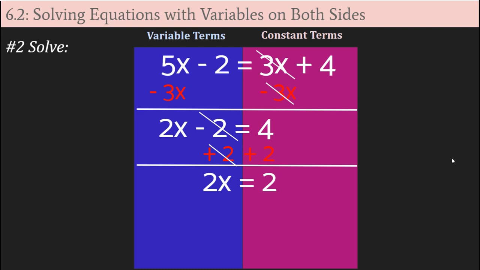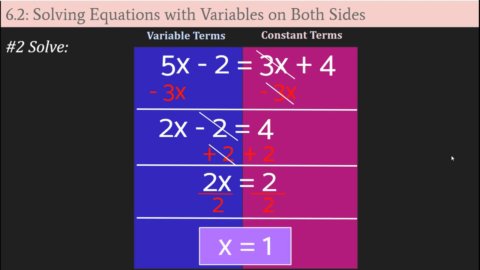So right now we have 2 times x is equal to 2, and we have one more step to complete before we can isolate the x variable. So we have a multiplication between the 2 and the x, so we're going to need to conduct the inverse operation, which is division. So we're going to go ahead and divide both sides of the equation by 2, which will leave us with x is equal to 1. So remember that our final answer, we're always looking to have that isolated variable by itself.